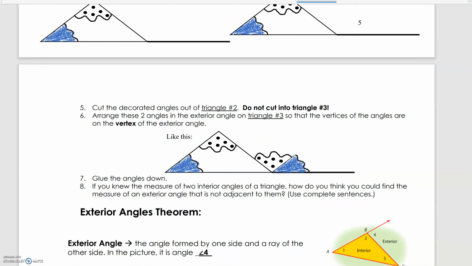And notice that that exterior angle is adding up the two remote, as we call them, remote interior angles, the one not adjacent to. So 2 angles across add to equal exterior, however you want to write that angle.